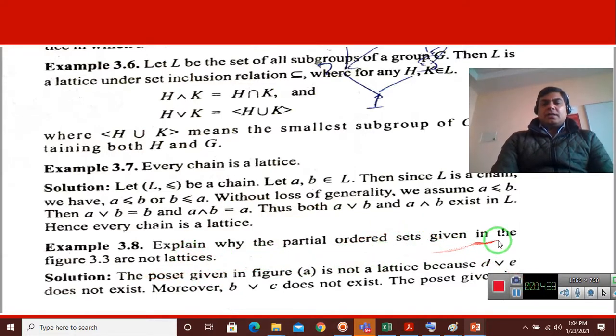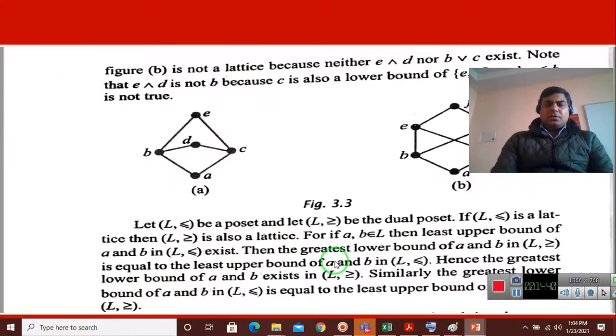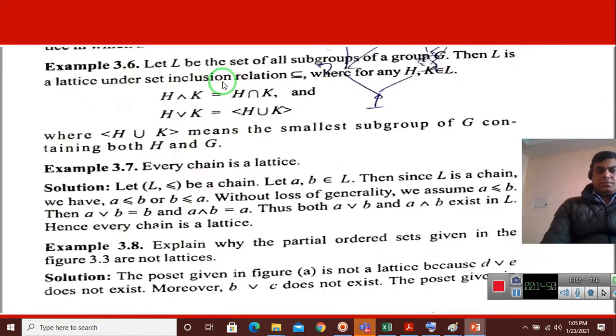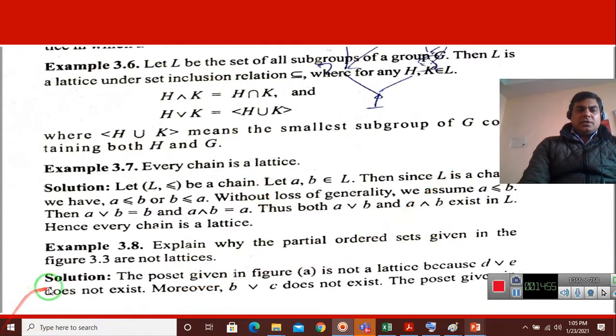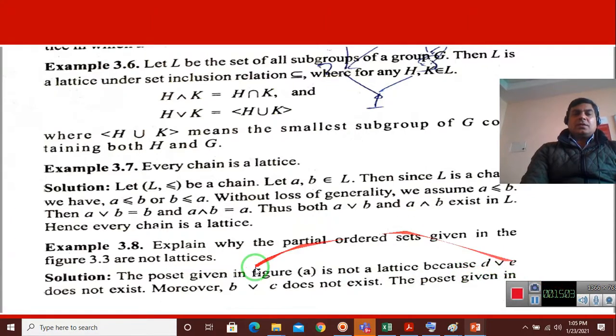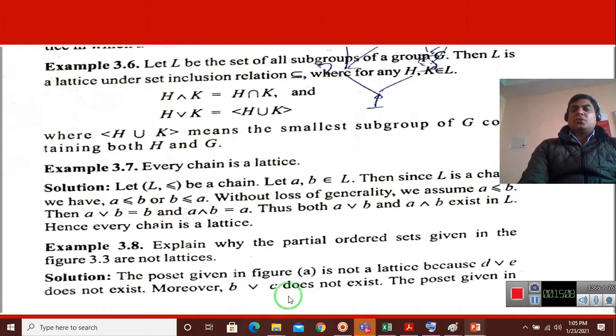Explain why the partial order sets given in figure 3.3 are not lattices. So we should choose figure 3.3. The partial order set given in the figure is not a lattice because D and E don't have any supremum value. B and C also don't have a supremum; it doesn't exist.